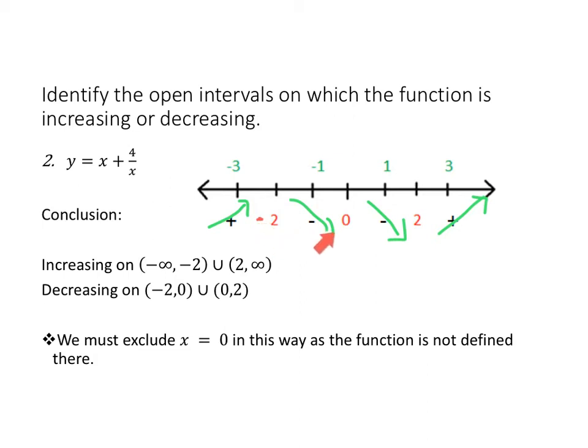Negative 2 to 0 is decreasing, and 0 to 2 it's decreasing. Note, we have to exclude x equals 0. It's a critical number. So we can't just say it's decreasing from negative 2 to 2 because it's not decreasing at x equals 0. The function isn't even defined there. So make sure you take care of all of your critical numbers as you're labeling increasing and decreasing.